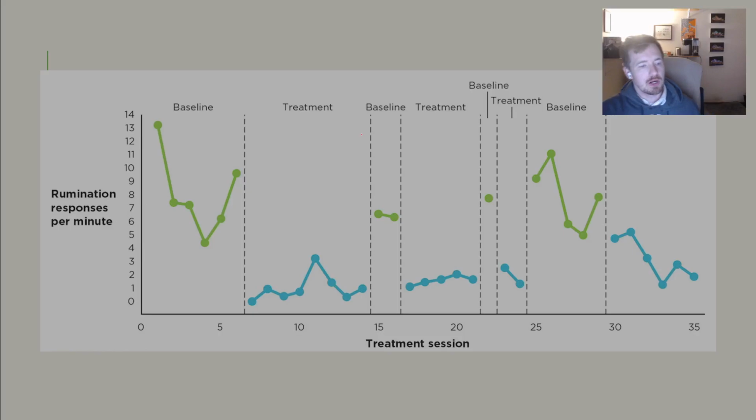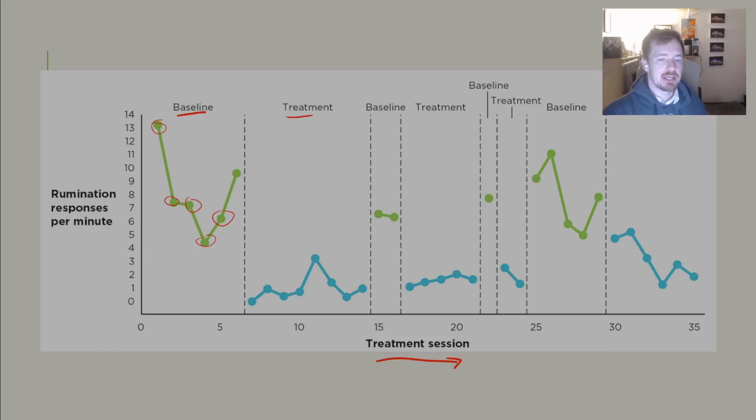So here is an example from a paper that was examining OCD. We have the number of sessions over here, and then the number of rumination responses per minute. So how many times they ruminated or fixated on a thought over a minute. And this is looking at one individual. Before the treatment, this individual was, in this session, obsessing or ruminating over something 13 times a minute, 7 times a minute, 7 times a minute, 4 times a minute, 6 times a minute. That's a lot of time, right?